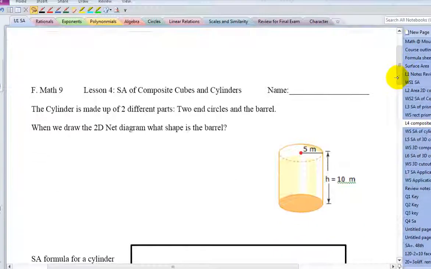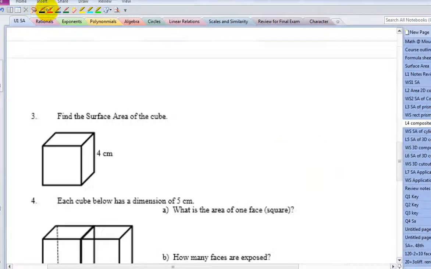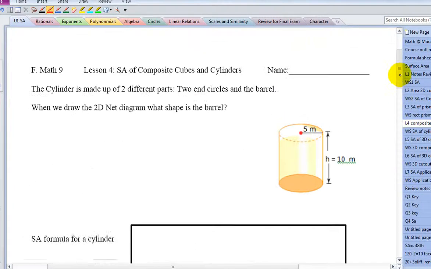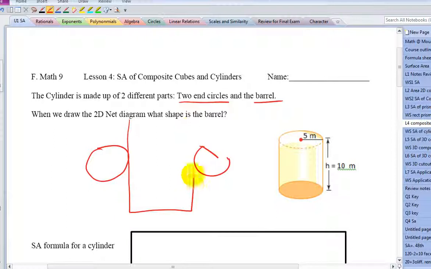Okay. So we just finished talking about the two different parts that make up the cylinder. We have two end circles, and the barrel. So looking at your net diagram, here are the circles on the ends, and we're going to draw them in the middle just because it's safer that way. Here's a circle, there's a circle, and in the middle we have the barrel.